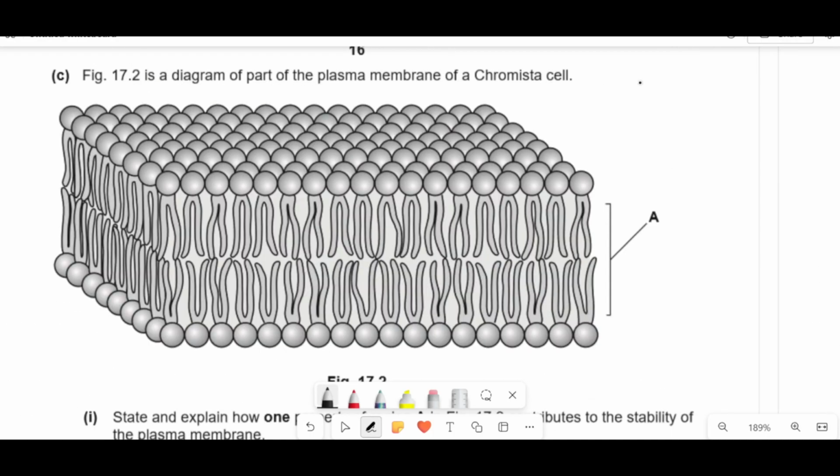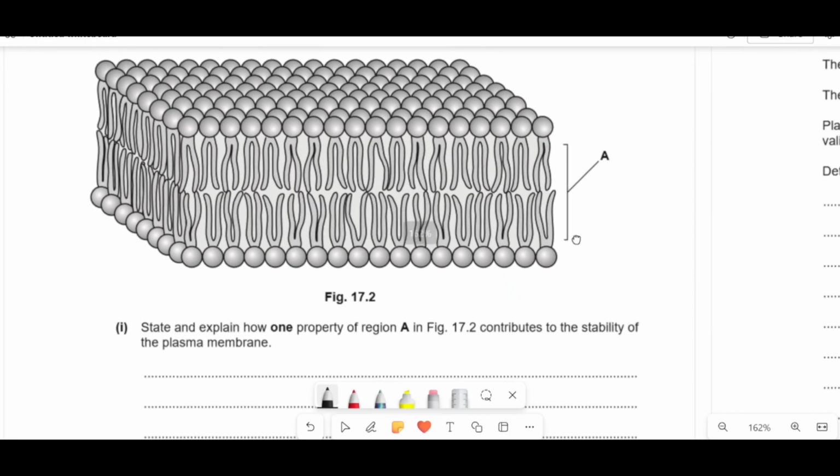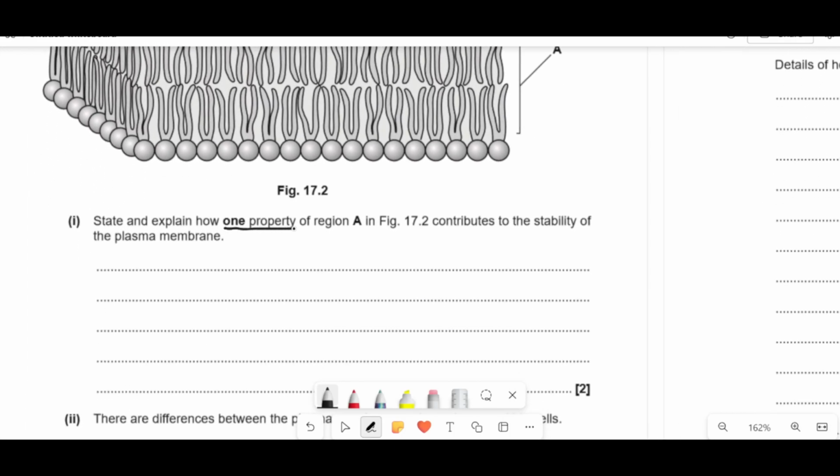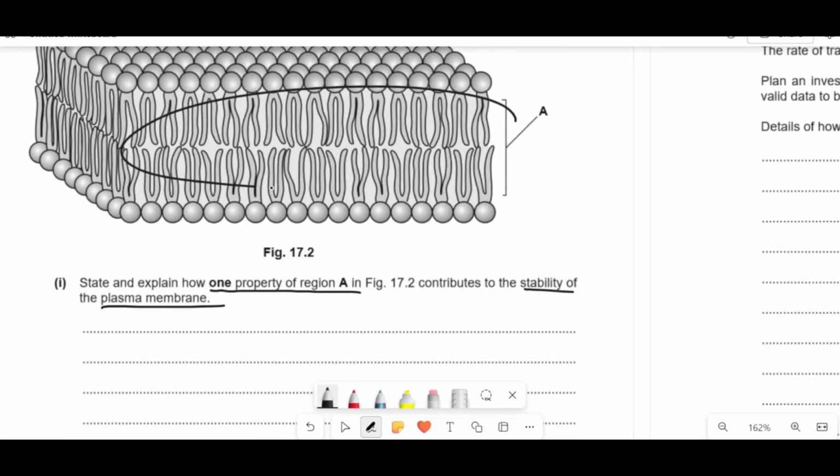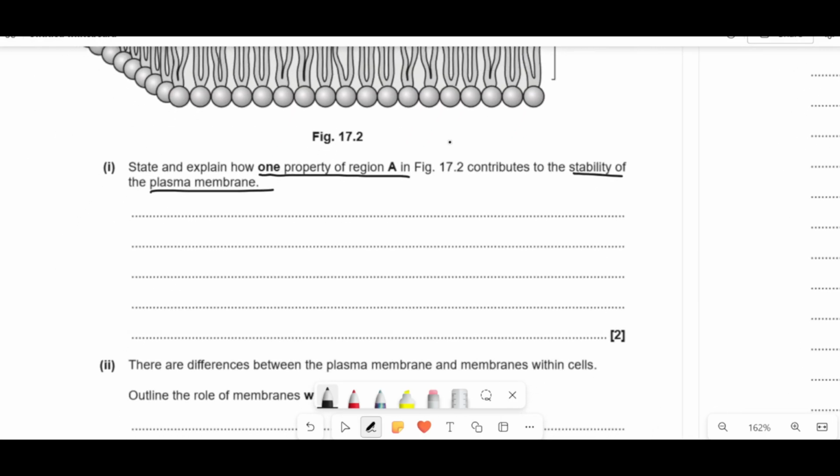Figure 17.2 is the diagram of a plasma membrane of the chromista cell. State and explain how one property of region A contributes to the stability of the plasma membrane. So what is it pointing at? It is pointing at the hydrophobic region, the fatty acid tails. You're going to say what it is and what it does. It's hydrophobic. That's its property.